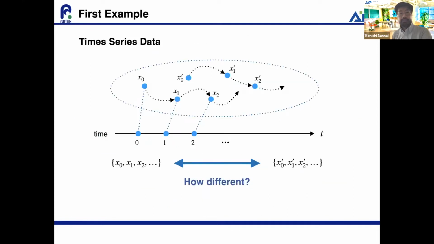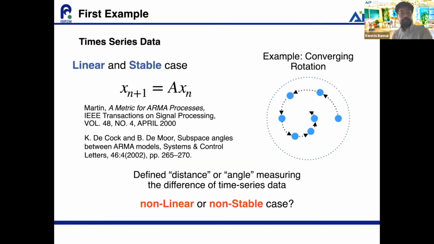The first example where we had success is the analysis of time series data. Time series is like movement of people or particles, which moves depending on time. If you have two different sets of data, one wants to compare how different they are. That is one mathematical problem. In the linear and stable case, when this movement is just multiplication by a matrix, there were various results comparing distances or angles measuring the difference of time series data. But how about the nonlinear or non-stable case was one of the questions that was asked to our team by researchers in AIP.